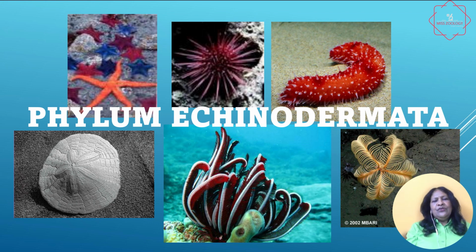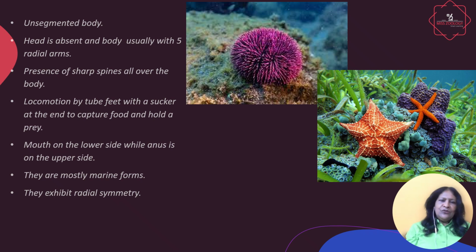Next we come to phylum Echinodermata. Here Echinus is shown in the center, a starfish is shown on the top left, then you have the brittle star shown down towards the right, and you have the imprints of a starfish shown on the left. So these are all beautiful looking creatures in the sea. Let's see further about these organisms. All of them have an unsegmented body.